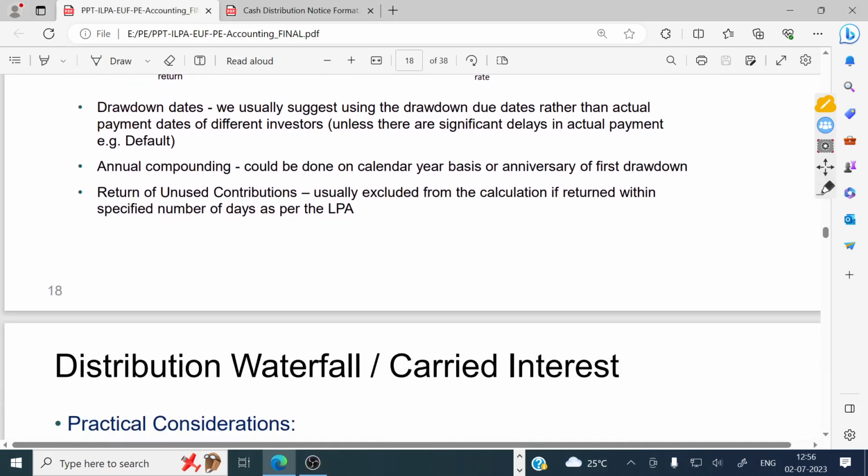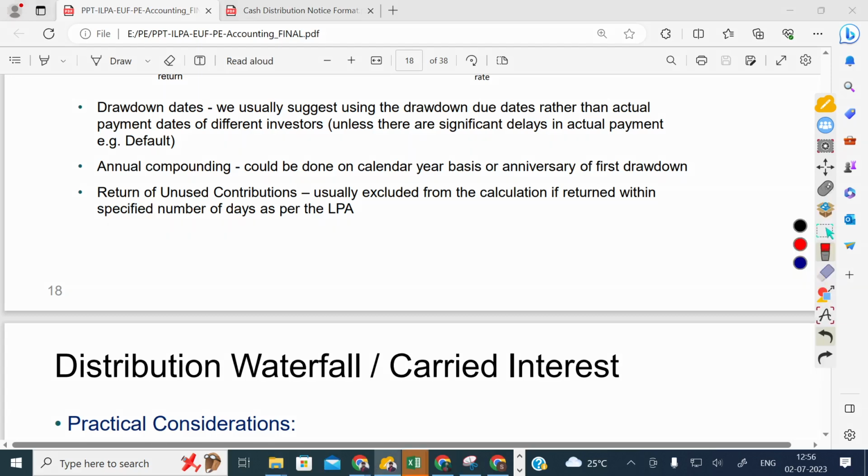Third point, return of unused contributions. It will be excluded from the calculation of return within a specified number of days as per the LPA. So let's say I have received a capital call. I had a plan in place, but due to some emergency, the investment got cancelled or the deal got aborted. Then what can I do with that raised amount?